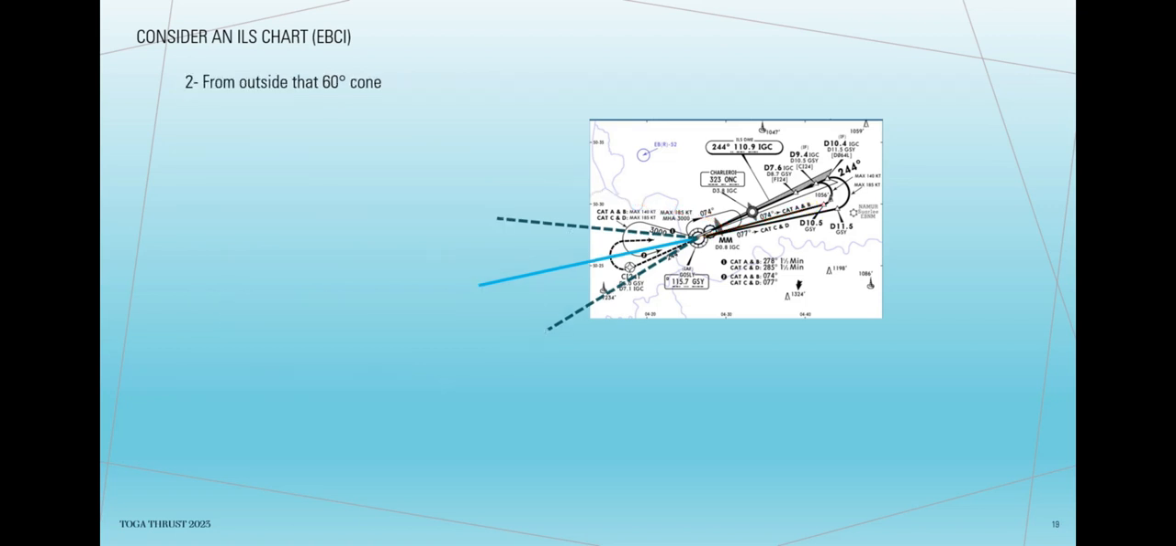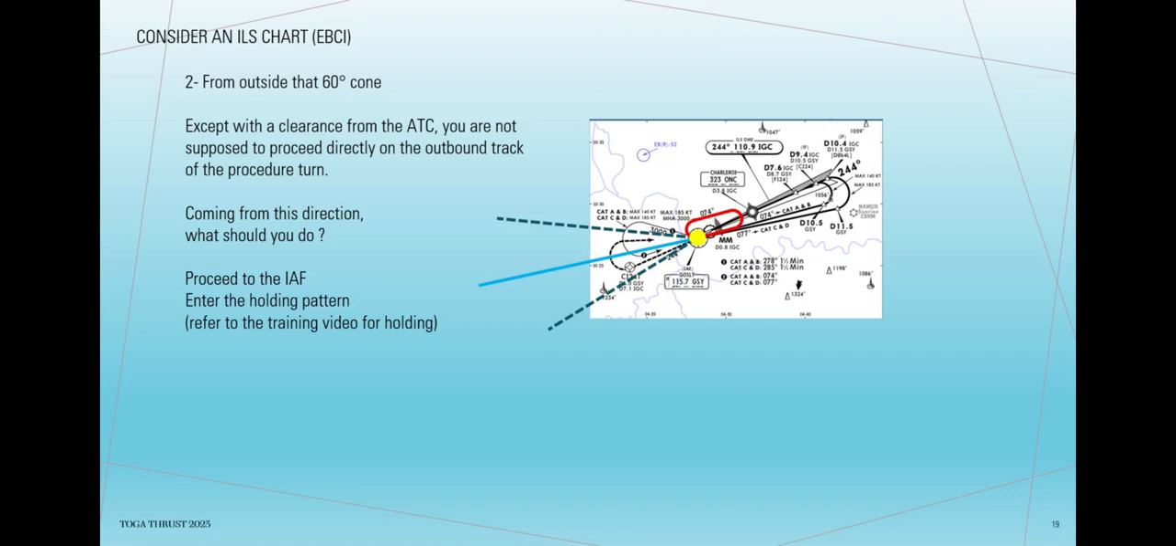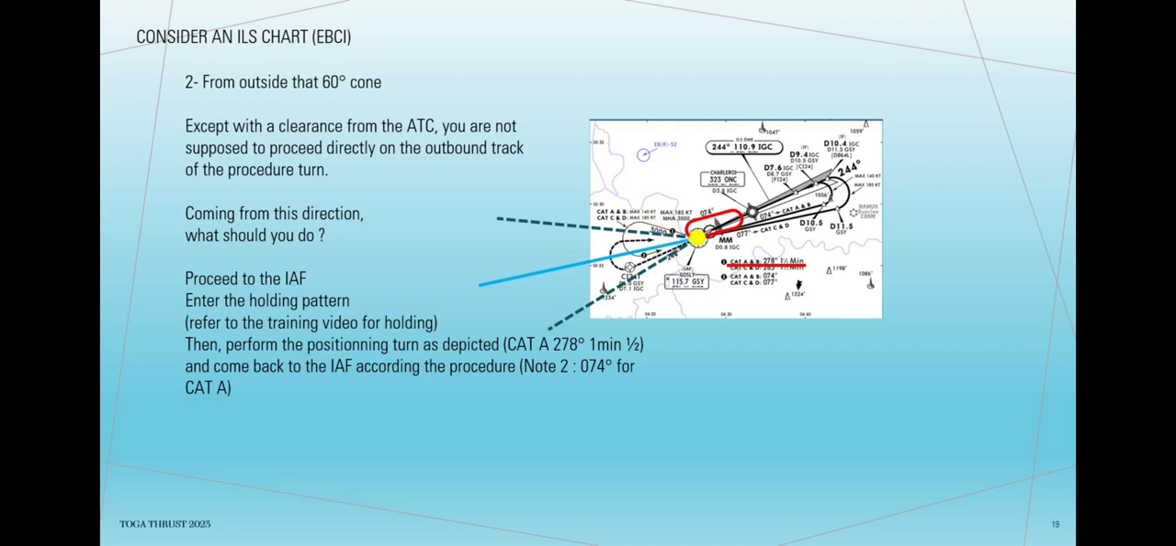2. From outside that 60 degrees cone. Except with a clearance from the ATC, you are not supposed to proceed directly on the outbound track of the procedure turn. Coming from this direction, what should you do? Proceed to the initial approach fix. Enter the holding pattern, refer to the training video for holding. Then, perform the positioning turn as depicted, CAT A at 278 degrees, 1 minute and a half, and come back to the IF according to the procedure, note 2: 074 degrees for CAT A. Now, proceed on the outbound leg of the procedure turn.